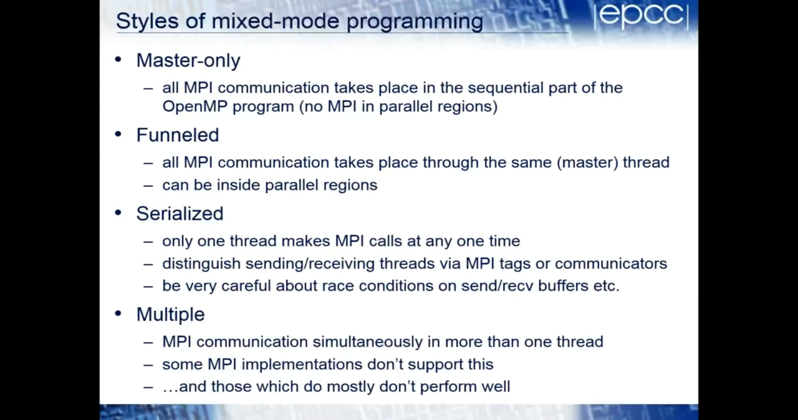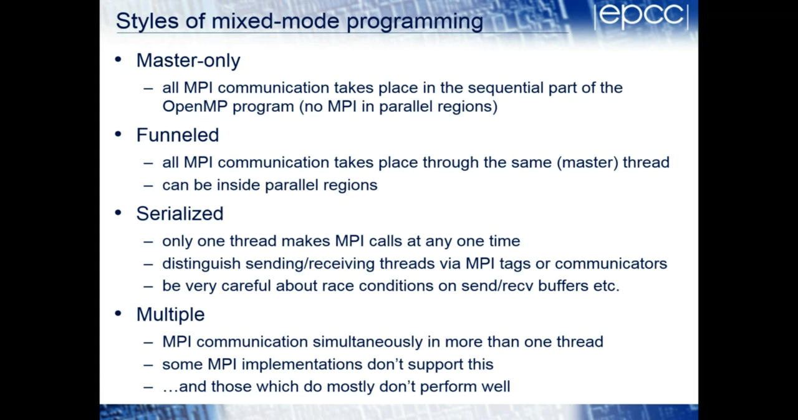Serialized is the same thing: you can say, well, I'll allow multiple threads to call MPI, but I'll make sure that only one thread is calling it at once. So again, the MPI library doesn't have to do anything particularly clever because you've dealt with any race conditions between threads higher up. Multiple is the killer, where any OpenMP thread can call MPI at any time. That requires the MPI library to have a lot more functionality to cope with multiple threads calling the same library. And that typically makes it a lot slower.